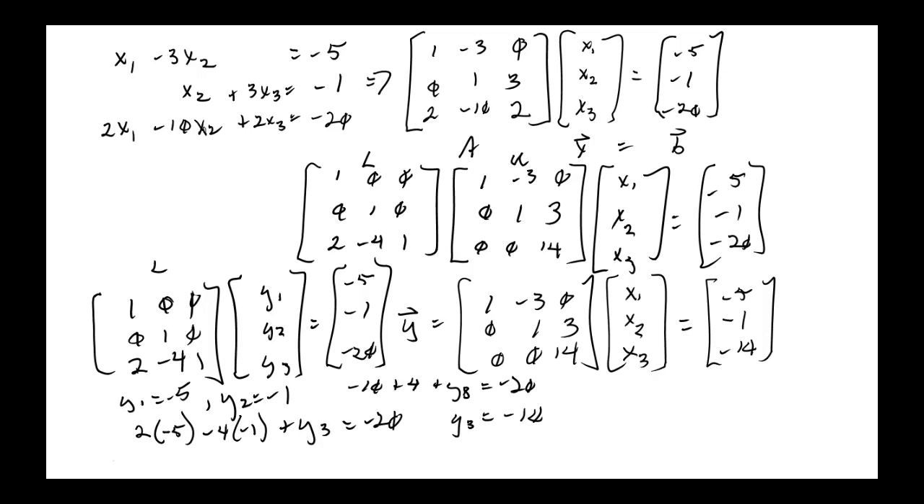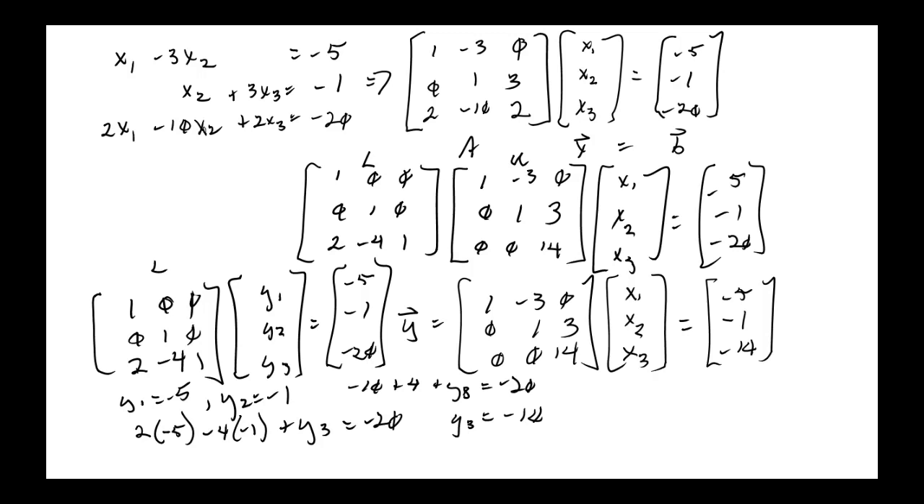I'm not seeing the minus 20 because I'm seeing, like, 2 times negative 5 gives you negative 10. Right. And negative 4 times negative 1 gives you plus 4. So plus 4 minus 10 gives you minus 6. Minus 6 plus y3. So you do this is equal to that. It's matrix multiplication.